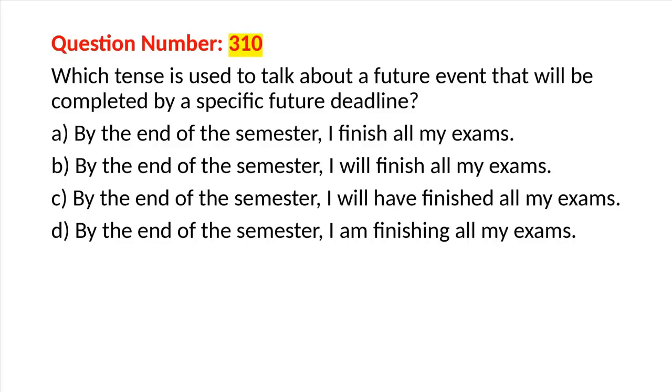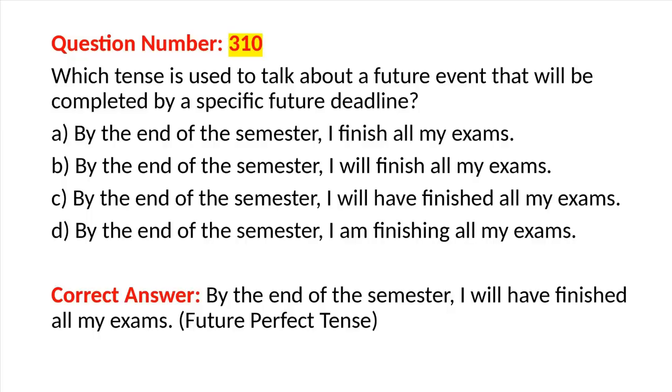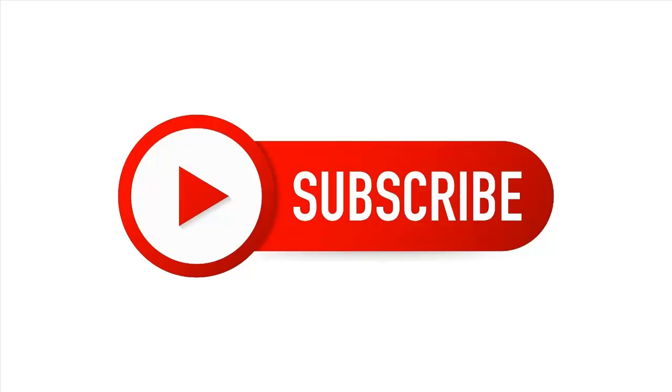Question number 310. Which tense is used to talk about a future event that will be completed by a specific future deadline? A. By the end of the semester, I finish all my exams. B. By the end of the semester, I will finish all my exams. C. By the end of the semester, I will have finished all my exams. D. By the end of the semester, I am finishing all my exams. Correct answer, by the end of the semester, I will have finished all my exams. Future perfect tense.